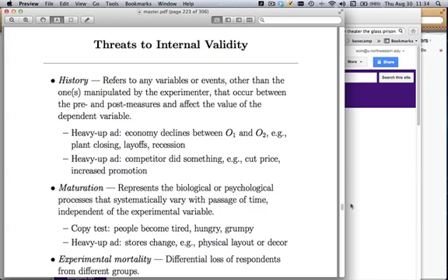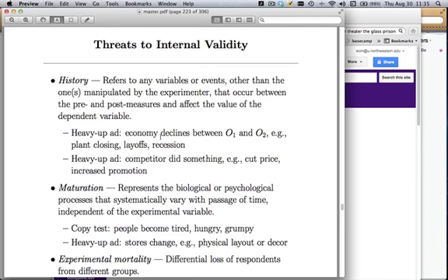So the first one is called history. History refers to other variables or events, other than the one manipulated by the experimenter, that occur between the pre and post measures. These other variables also affect the dependent variable. It's very easy to come up with examples of history for the heavy up advertising example. So, any external event. What happens if your competitor at the same time increases their advertising or cuts price?